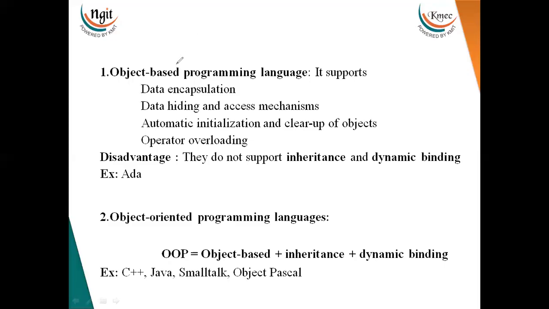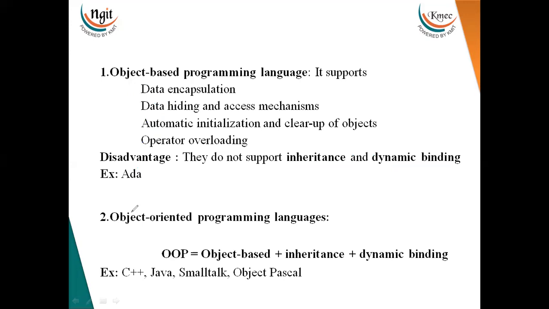Here we are going to cover the difference between the object-based programming language and object-oriented programming language. In object-based programming language, it supports data encapsulation, data hiding, automatic initialization and clearing up of the objects, and operator overloading. These are all the concepts supported by the object-based programming language. The disadvantage is that they do not support inheritance and dynamic binding. One of the programming languages is ADA.